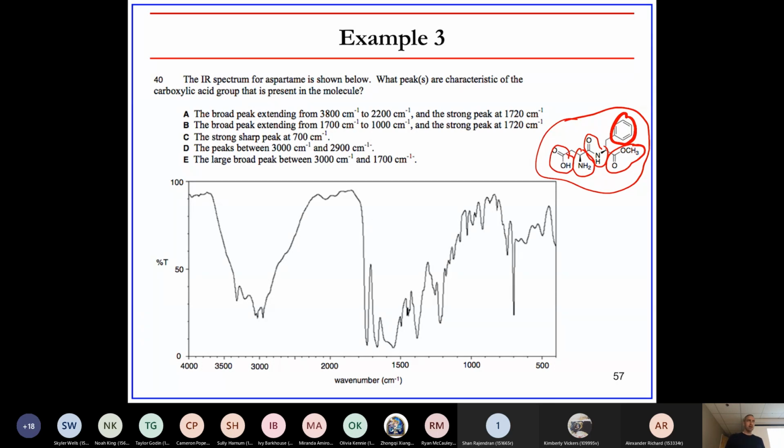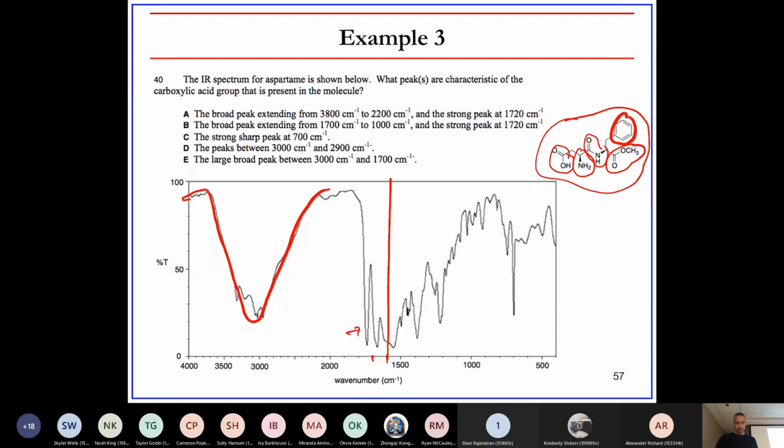What do we see on the left-hand side of the spectrum? A big, ugly, giant peak right there. What else do we see? This is 1600, which is normally where we draw a vertical line. So basically what you see is some peaks in here. The question is saying, what peaks are characteristic of the carboxylic acid group? In fact, you could answer this question without even seeing the spectrum. The broad peak extending from 3800 to 2200 and the strong peak at 1720.